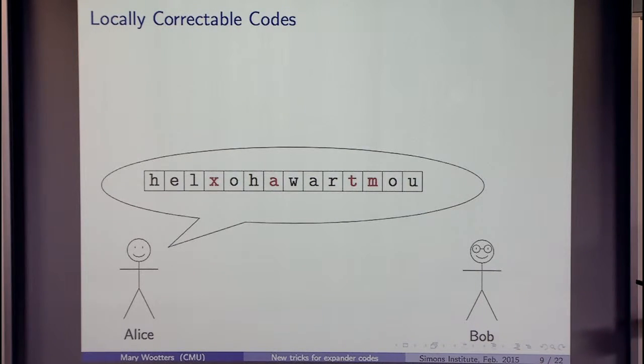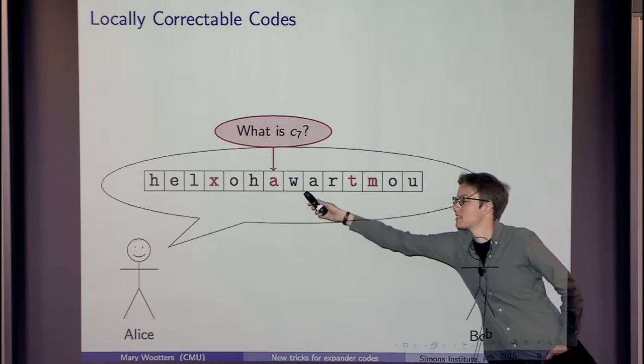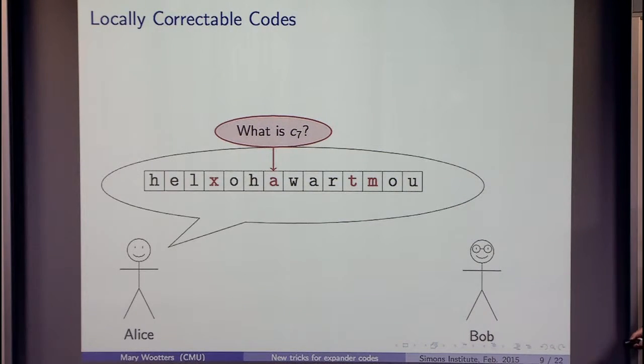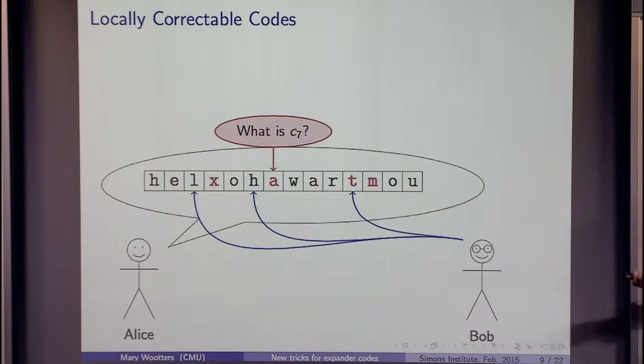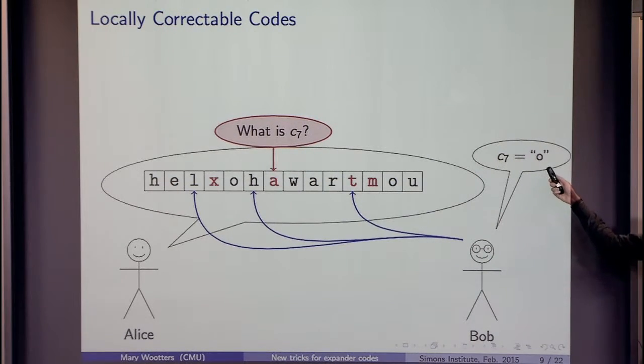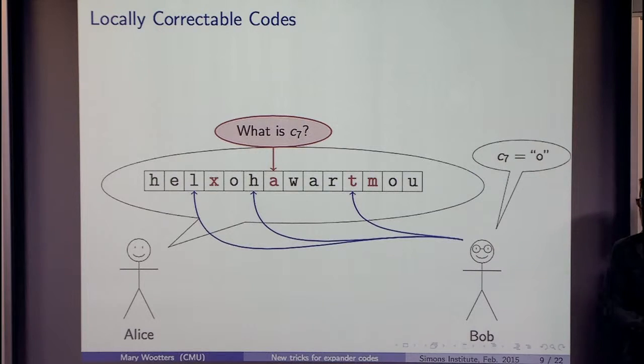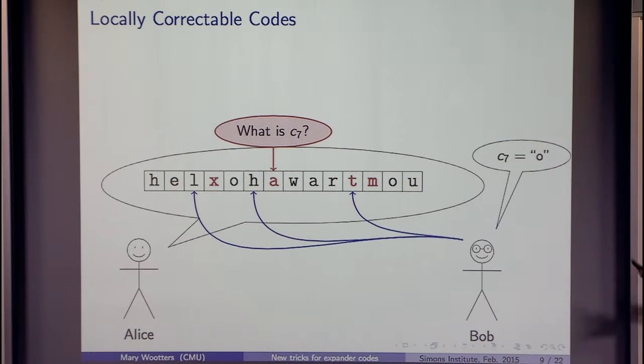And now Bob's job, and the bad guy also tells Bob, recover me this symbol. Tell me what that was supposed to be. And Bob's job is now to query a couple of positions and figure out what that symbol should have been. And in this case, he wins. He successfully realizes that it should be an O. Okay. So that's the definition of locally correctable codes.